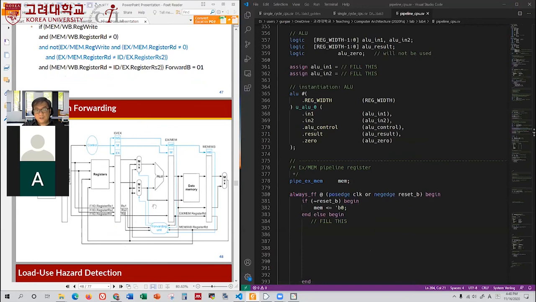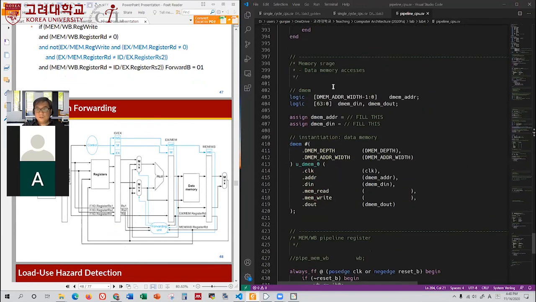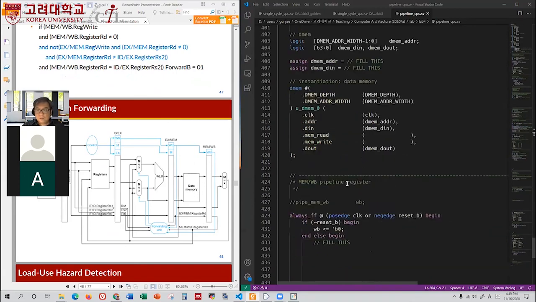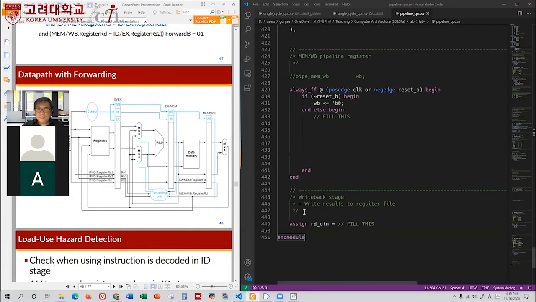Okay, and then ALU is also in the EX stage, and then pipeline register, and then memory stage. Memory stage is simple because there is only one data path element in the memory stage here, and then write back stage is the simplest part. In the write back stage, the final result is written back to the register file. So you can implement, complete the write back stage.